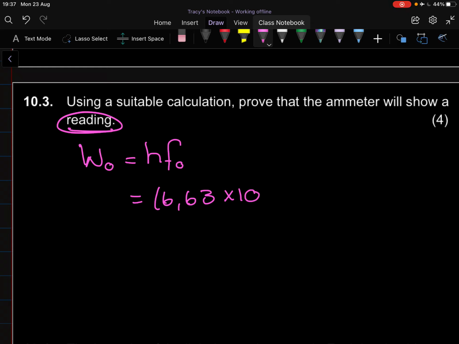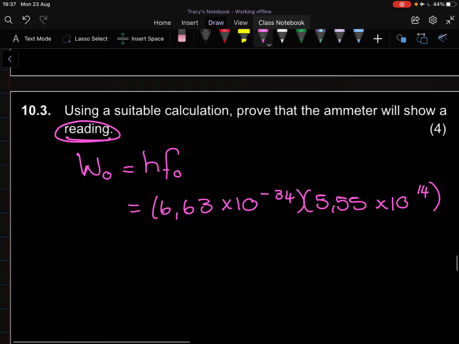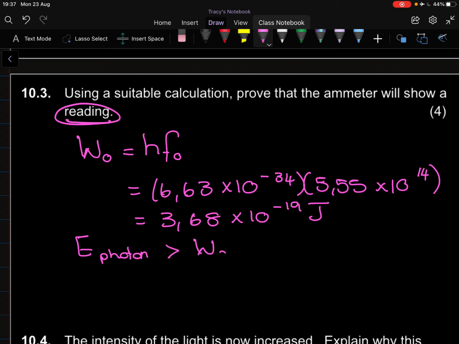We know what f0 is. 6,63 times 10 to the minus 34, and they told us that the threshold frequency was 5,55 times 10 to the 14. So when I look at this, I get 3,68 times 10 to the minus 19 joules. So the energy of the photon that we worked out above is greater than the work function, therefore there will be a current.